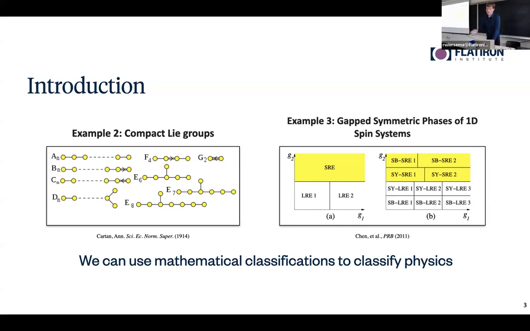I am a physicist and not a mathematician, so I'm more interested in this picture on the right. And so this project was sort of inspired by these ideas.